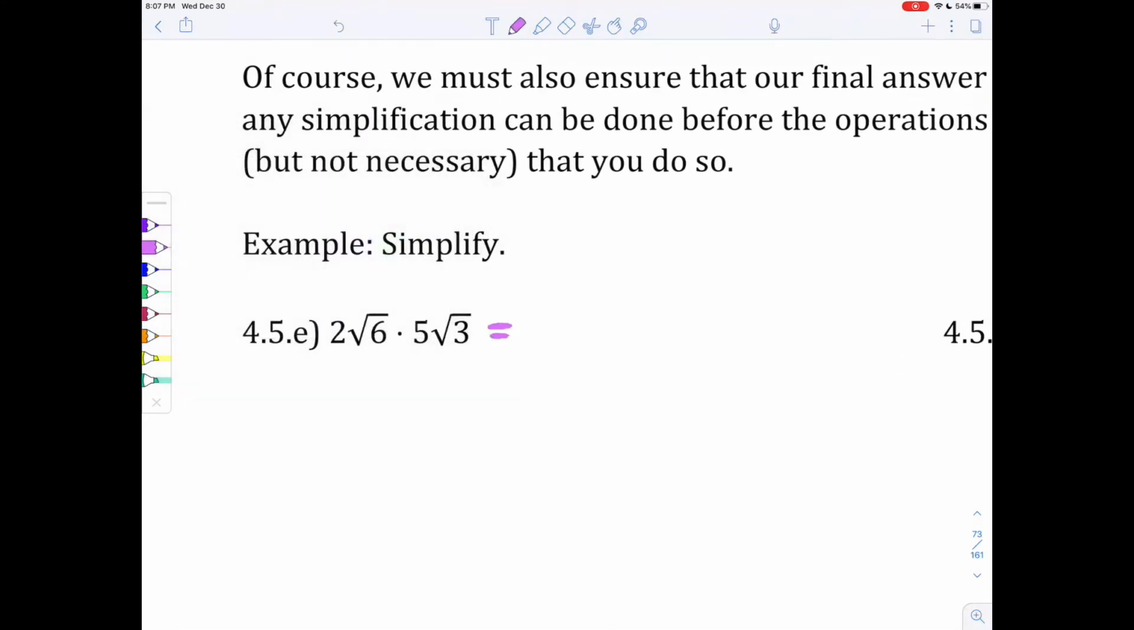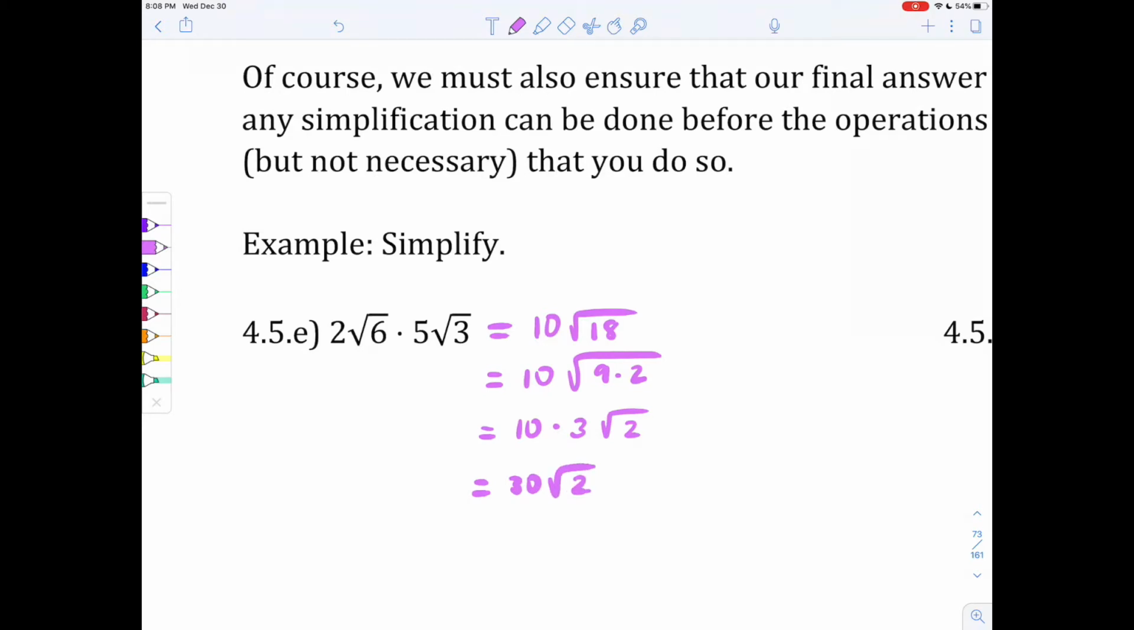So again, with multiplying radicals, we're just going to go whole number times whole number. So 2 times 5 is 10. And then radicand times radicand. So 6 times 3, giving us 18. Now, taking a look at this, this is not fully simplified. Because this is the square root of 18 here. It has a factor that is a perfect square. So I can rewrite that as 10 times the square root of 9 times 2, which is equivalent to 10 times the square root of 9, which is 3, times the square root of 2, which is 30 root 2.